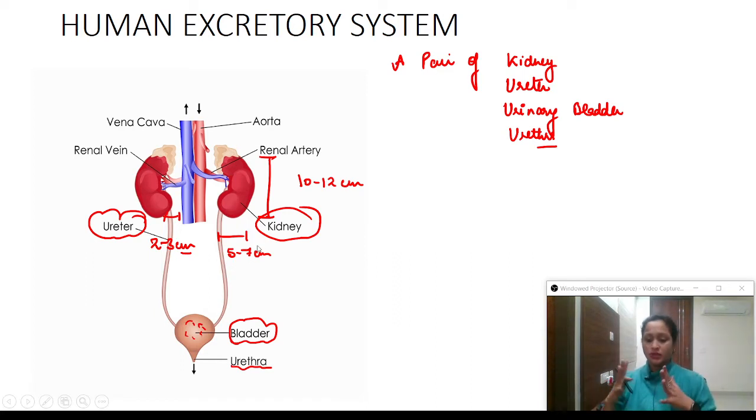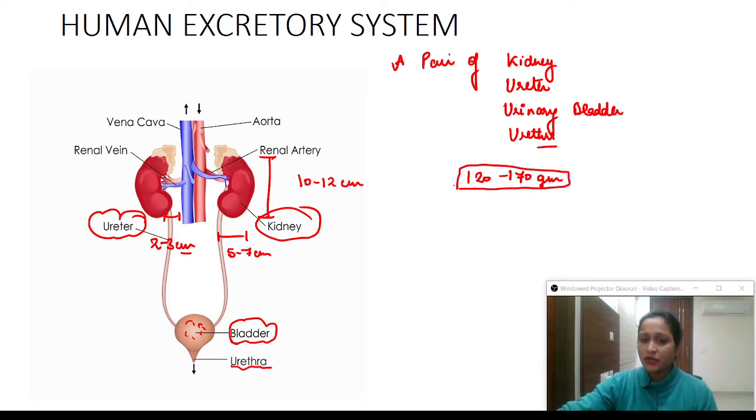Now what is the weight of the kidney? You will find it is around 120 to 170 gram. This weight we are talking of is for the adult kidney, okay, not of the child. Fine. So these are the organs which are involved in the excretory system.